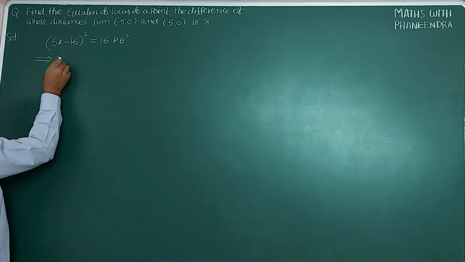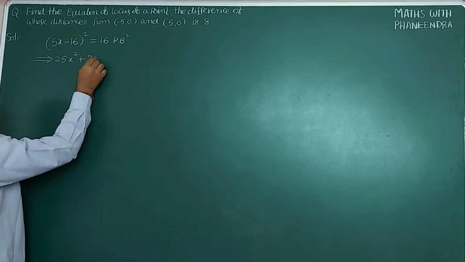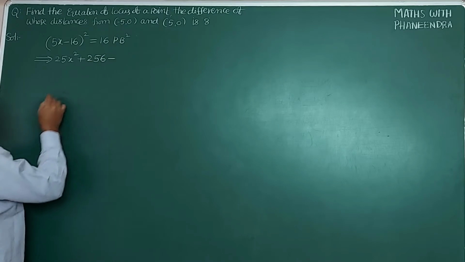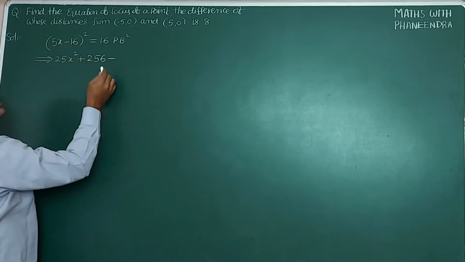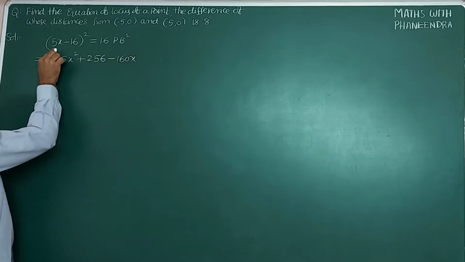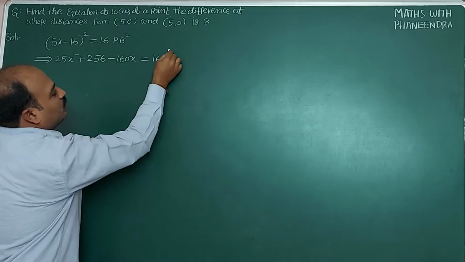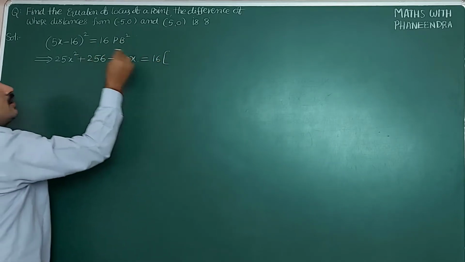(5x − 6)... 5x whole square: 25x square plus 16 whole square, 256, minus 2 into 5x into 16, so 160x. 2 into 5x is 10x, into 16, 160. This equals 16 into PB square, PB square I already wrote.